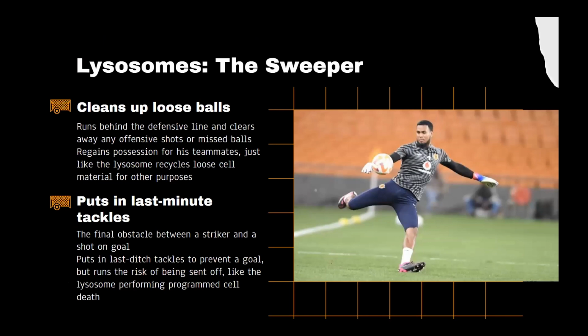So the lysosomes can be compared to the sweeper on the soccer team because the sweeper is a defensive position that clears away any offensive shots or balls that the defense missed, and he regains possession for his teammates, just like the lysosome recycles loose material for other purposes. The sweeper can also put in last-minute tackles to prevent a goal, but he runs the risk of being sent off. So this is like the lysosome performing programmed cell death, because it's part of the cell's function, but it also destroys the cell.